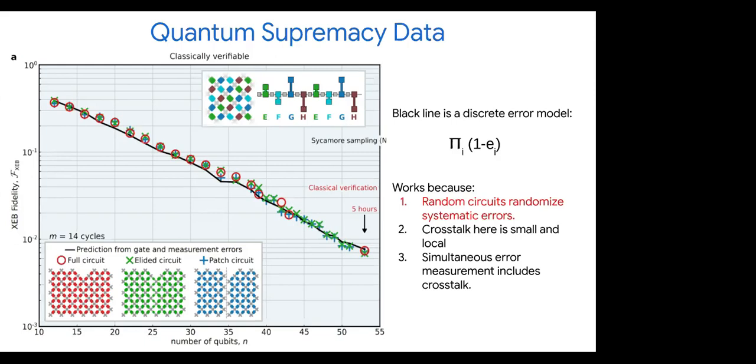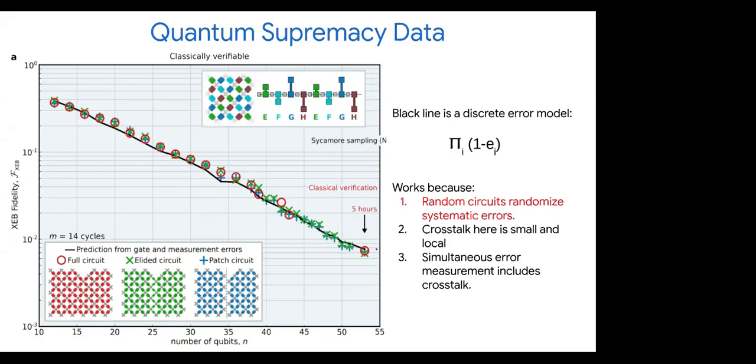And again, we see that the elided circuits, which are these green X's, also correspond to patch circuits, full circuits, and the discrete error model. So with this, we were satisfied that we were getting good fidelities. We can measure the fidelity, cross-entropy fidelity is working in different ways. The discrete error model is working.